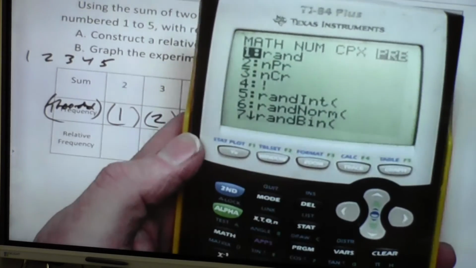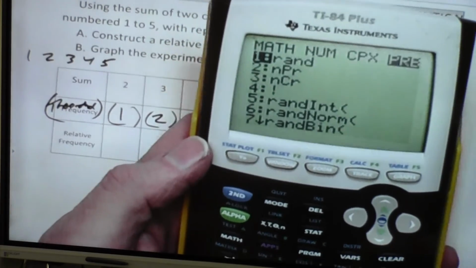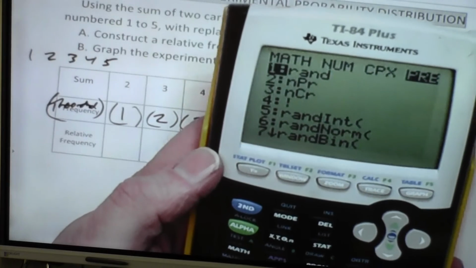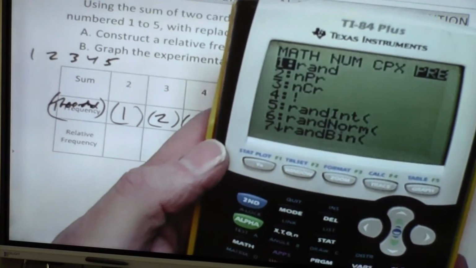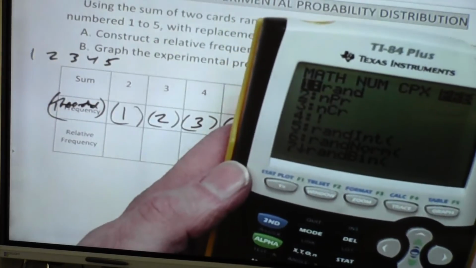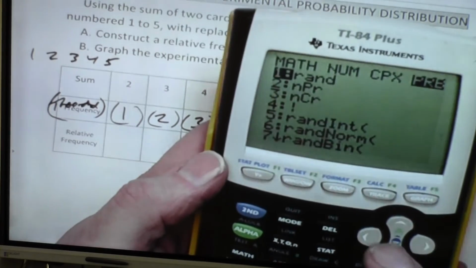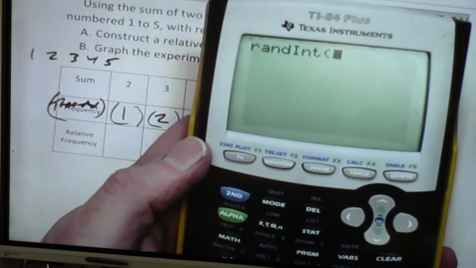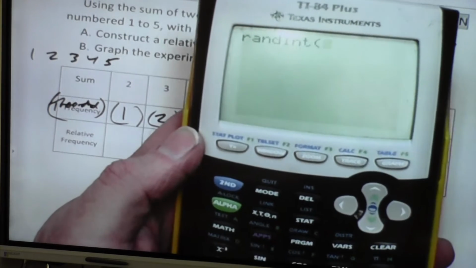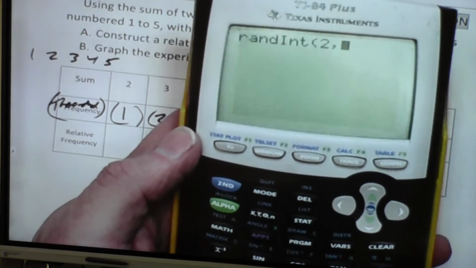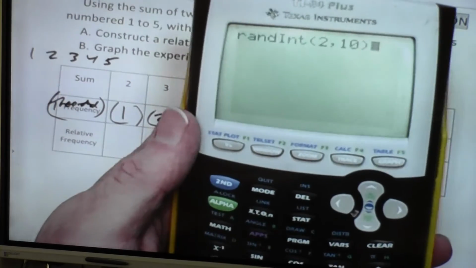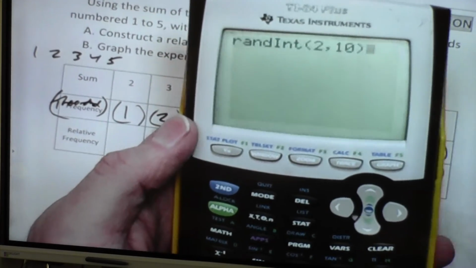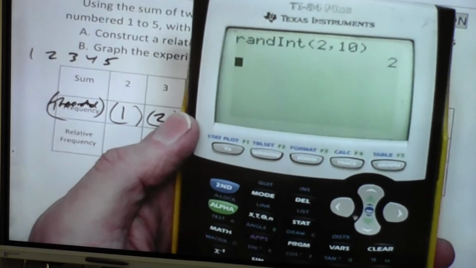If we use number 1, it'll give us random numbers, and it'll be like 3.789512. I really don't need the decimals. I want to stick to nice integers, because when you pull these cards out, you're not getting decimals, you're getting integers. So let's get integers. So come down to 5, and we're going to enter the beginning number, and a comma, and the ending number. So this is going to give us a number. When I press enter, it says I got a 2.